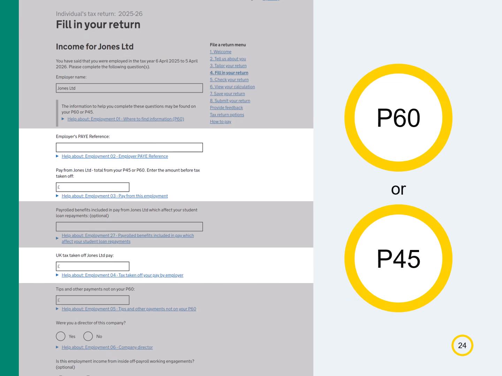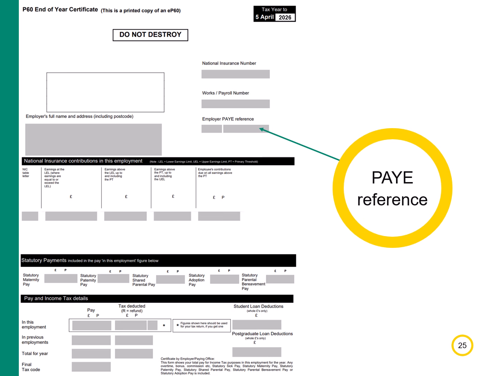To check or fill in the details for these three boxes, you need your P60 or P45. The employer's PAYE reference in our example is at the top right of the P60. It would be unusual, but if your employer doesn't have a PAYE reference, enter the word none.